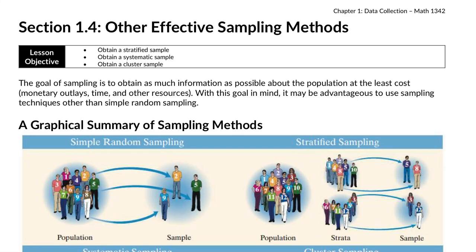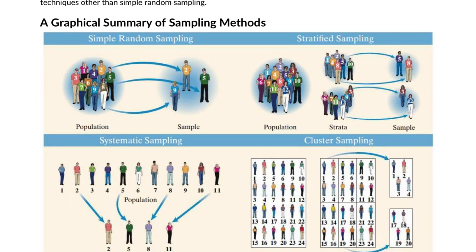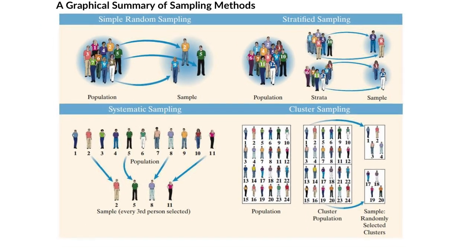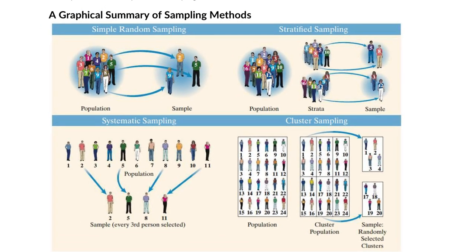But we have other effective sampling methods we can choose. What we've already seen so far is this first image called simple random sampling, where we had the whole population and we just randomly chose people out of it to be our sample. There are other codified ways for us to do this, and it may be advantageous to use other techniques. This right here is a visual diagram to summarize all the things we're going to learn. We're going to learn about stratified sampling, systematic sampling, and cluster sampling.